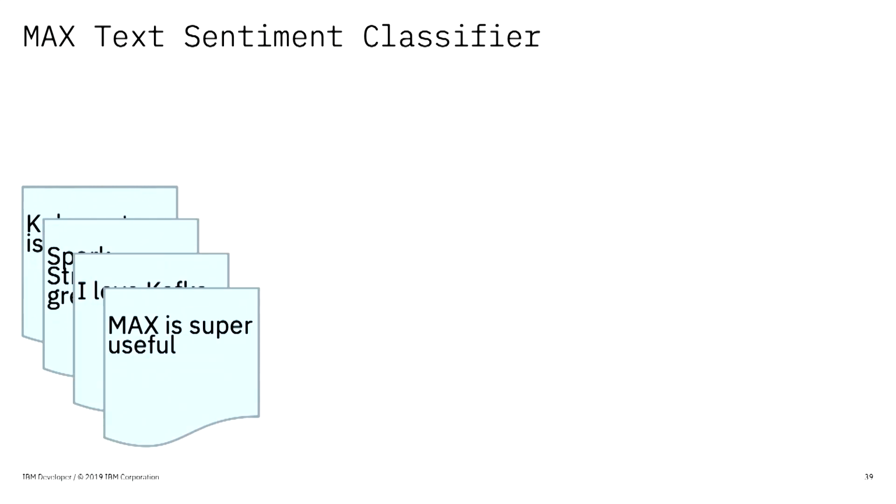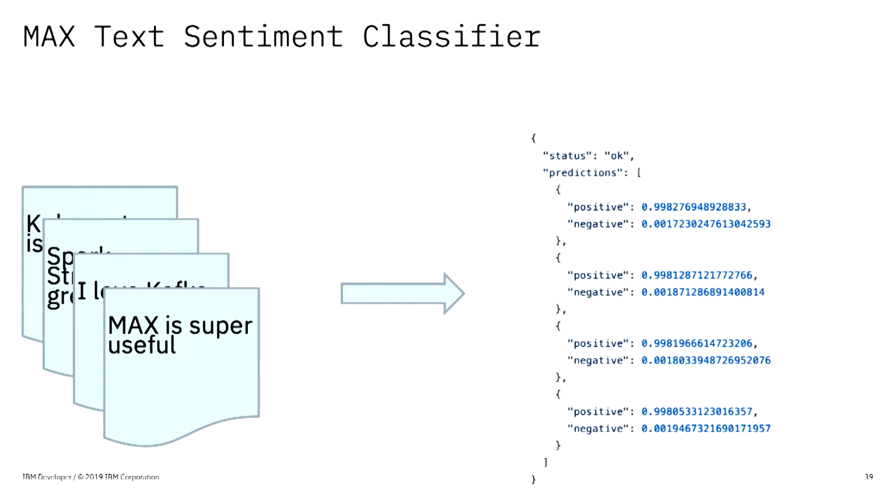So if we put together a whole bunch of documents and feed that through to the model, fortunately we get a batch response. So this fits really nicely with our use case of doing predictions on mini batches within streaming. So we can now use this MAX text sentiment classifier. It's already packaged up as a Docker container. Since we're running everything else on Kubernetes, we can just drop it in.